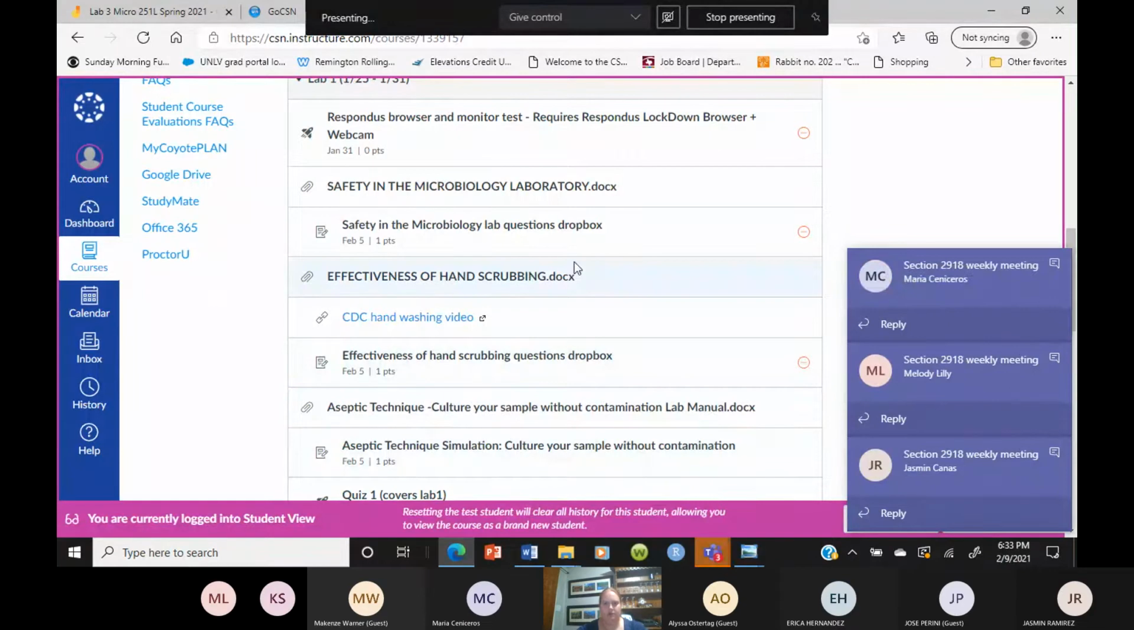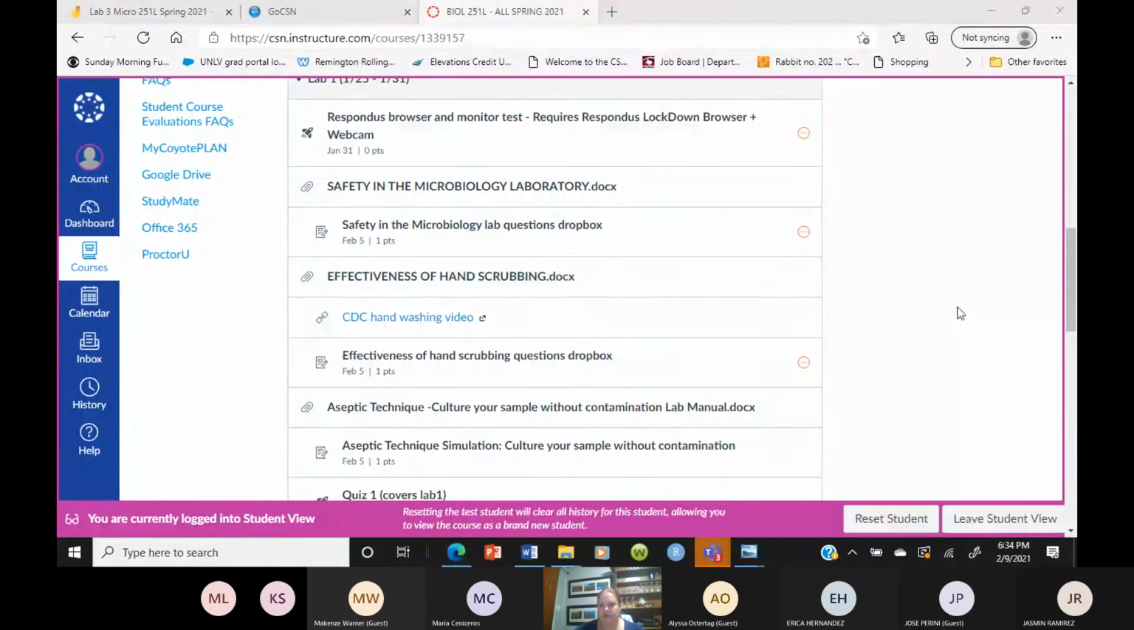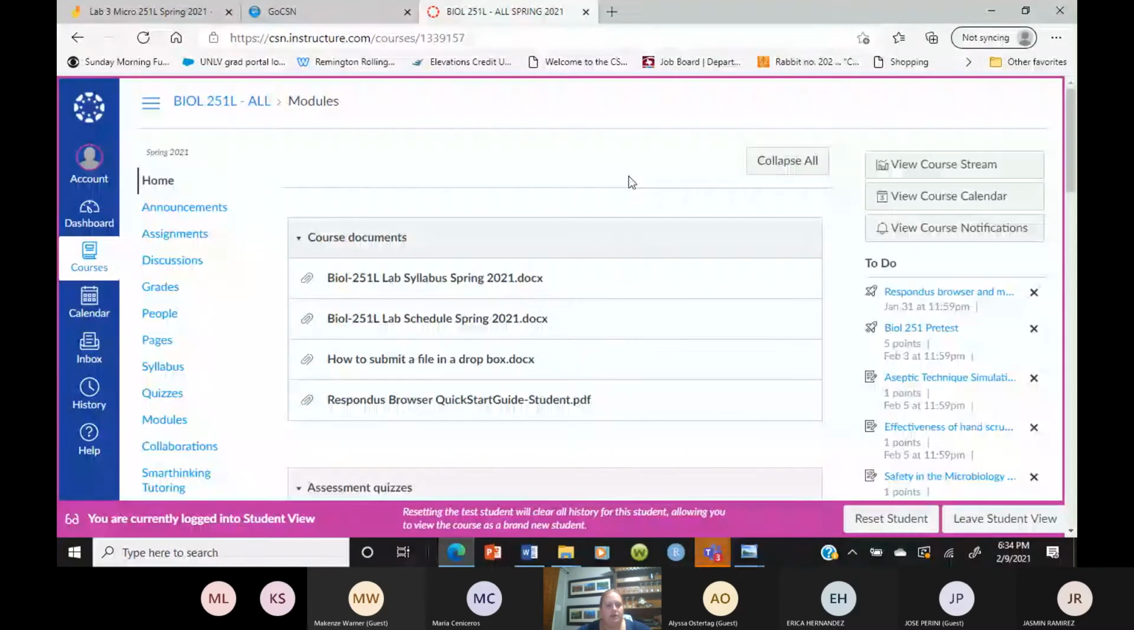So I'm going to try to share my screen. Can you guys see my screen now with Canvas pulled up here? Let's get rid of all these. Yes. Excellent.